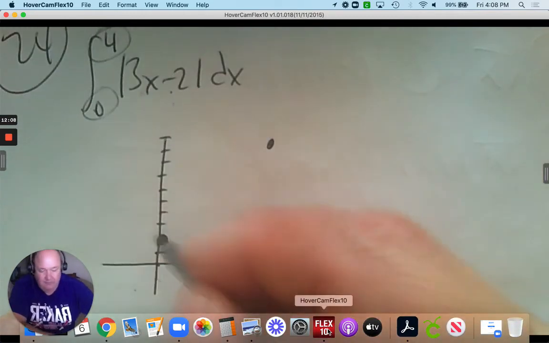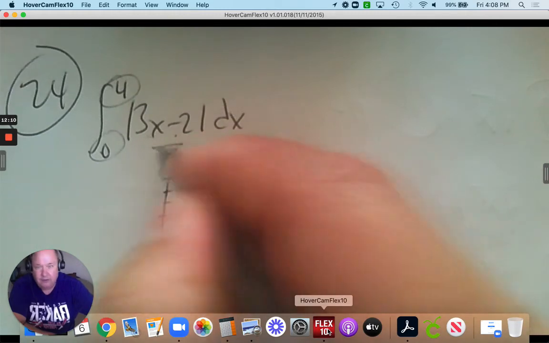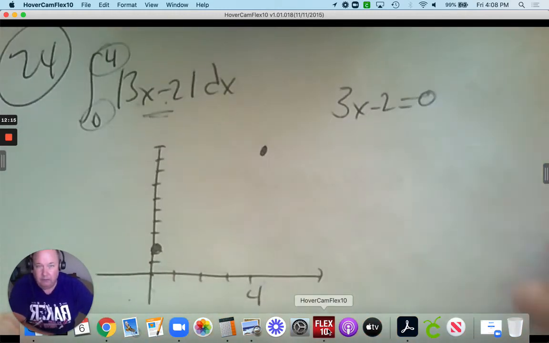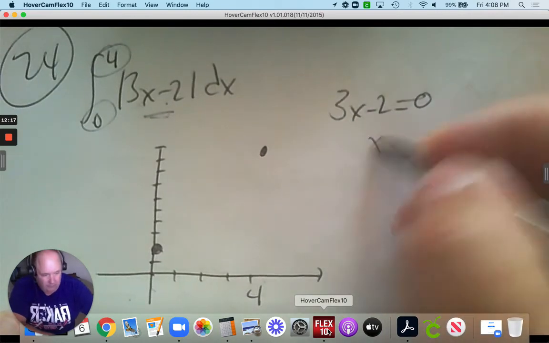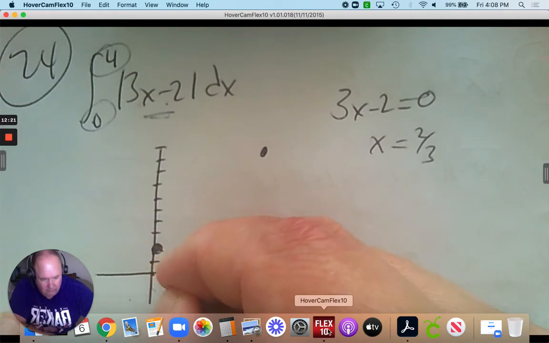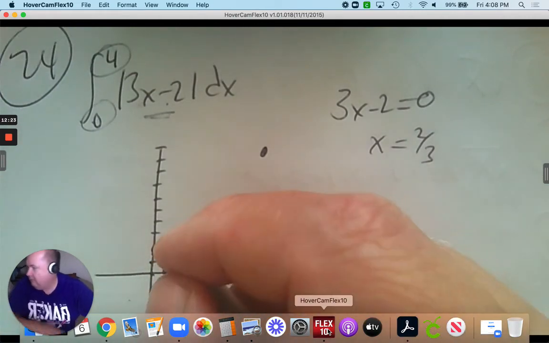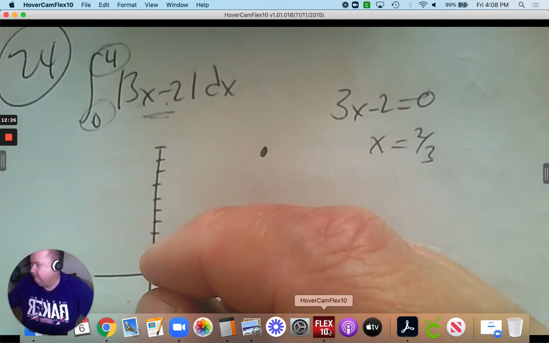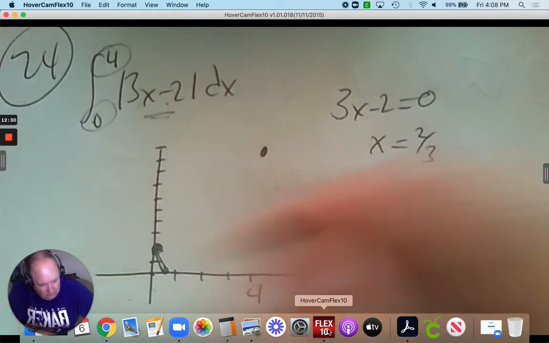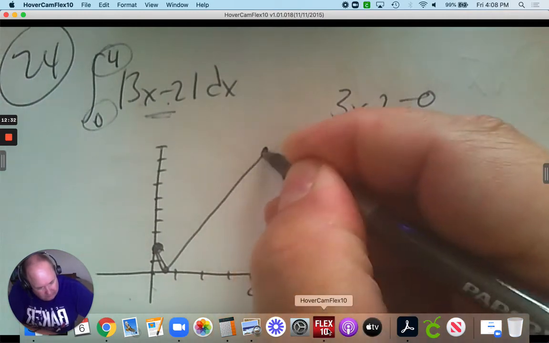And if it's a V, where's the vertex? How do I find it? I take what's inside the bars and find the 0, like I make it equal to 0. So if you add 2 and divide by 3, at 2/3, you would find it. So 2/3, can you find 2/3? And then draw your V from 2/3.